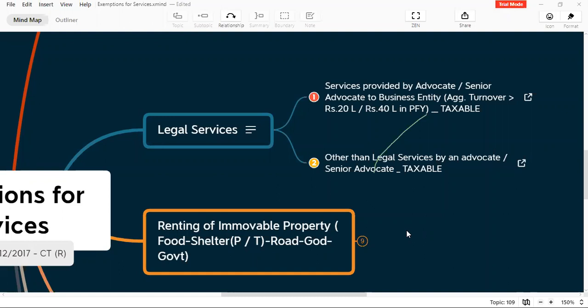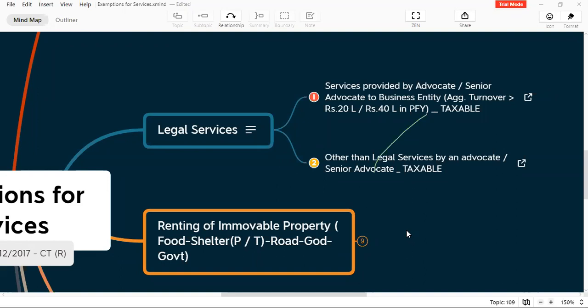Next point, if the same advocate provides, as I told you, any service other than legal services, then everything else will be taxable. For example, you went to a lawyer, and as I told you, he gives HR consultancy. He is giving you management consultancy. All these grants he gives. Then those services will be taxable straight away. There is no exemption given for the same.